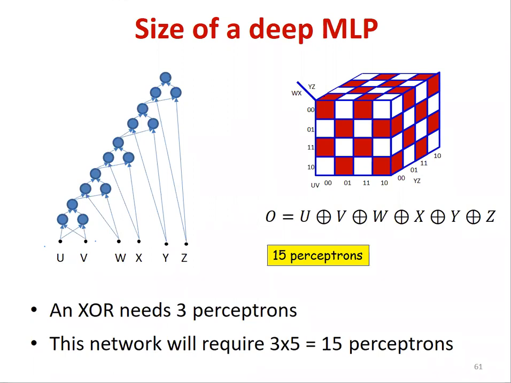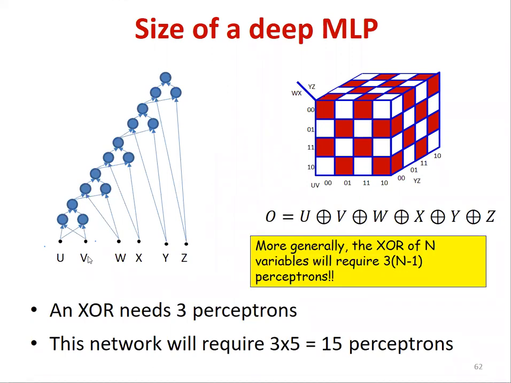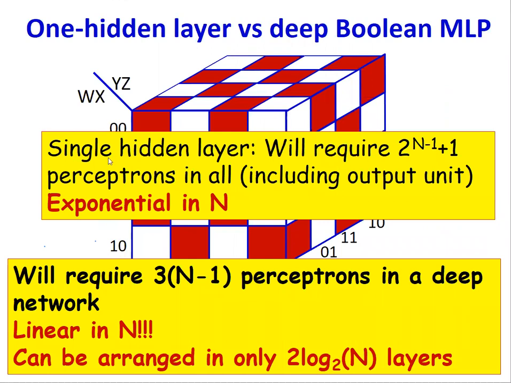The point here is that now I can do this with U XOR V, XOR that with W, XOR that with X, XOR that with Y, XOR that with Z, right? And so this one is only going to need 15 perceptrons. Or more generally, for the XOR of n variables, when I compose the network in this manner, I'm going to require 3 times n minus 1, or if you use the 2 neuron network, 2 times n minus 1 perceptrons. So if you look at the comparison, when I use a single hidden layer, I'm going to require 2 raised to n minus 1 in the hidden layer, plus the 1 final output perceptron.